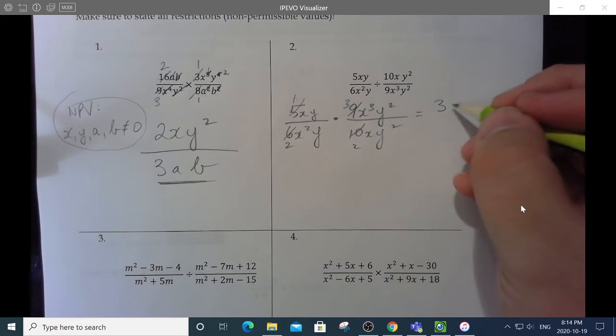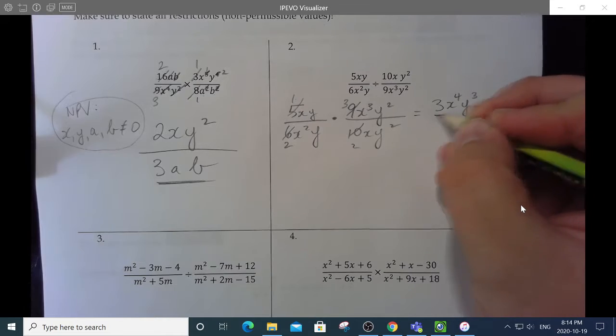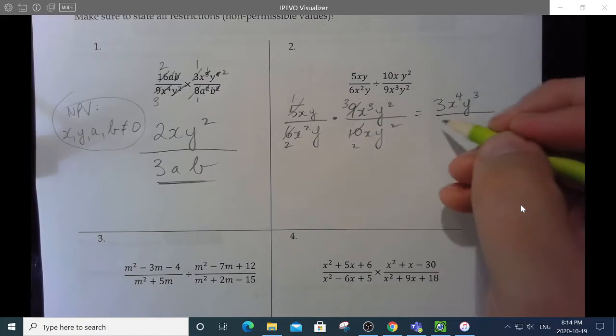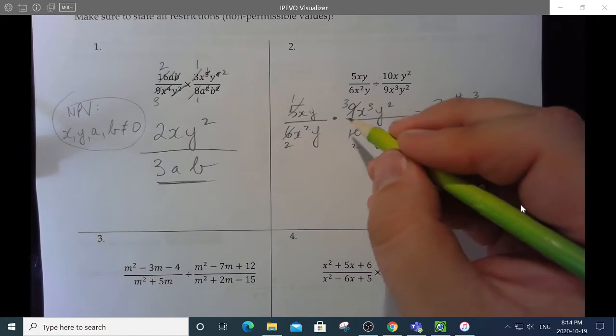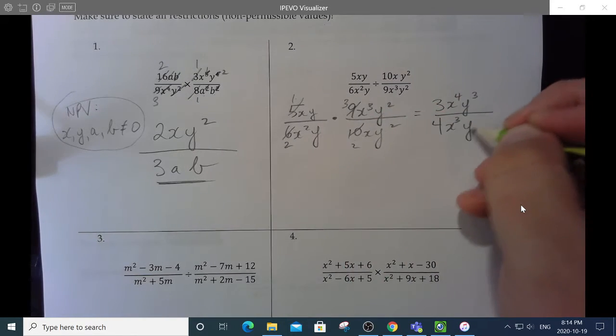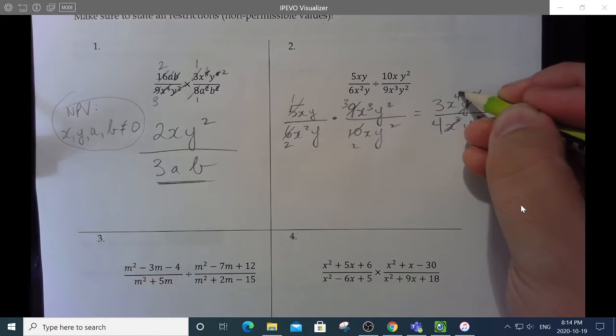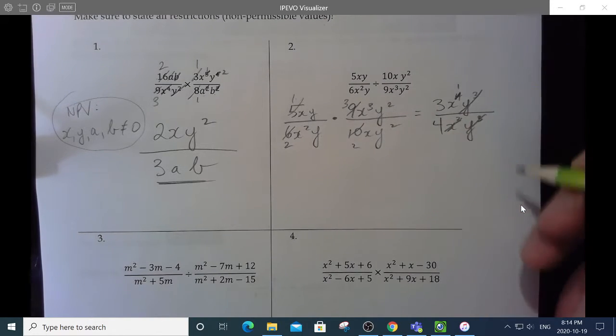So an x times an x cubed is an x to the 4. A y times a y squared is a y cubed. And 2 times 2 is 4. And x squared times another x is x cubed. And y times another y squared is y cubed. That and that divide to make 1. This goes into that and cancels its exponent and makes it a 1.